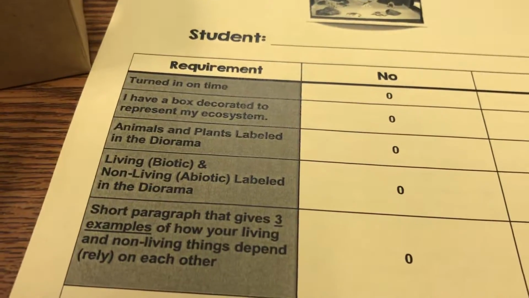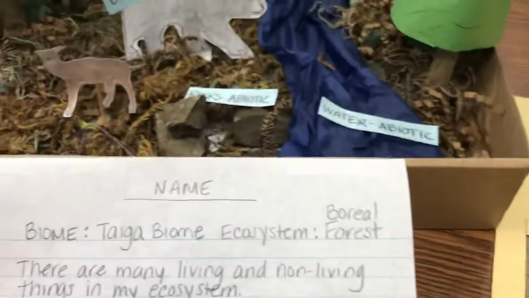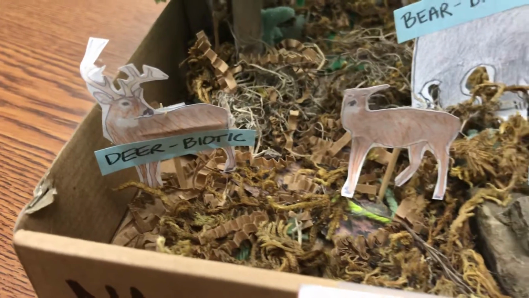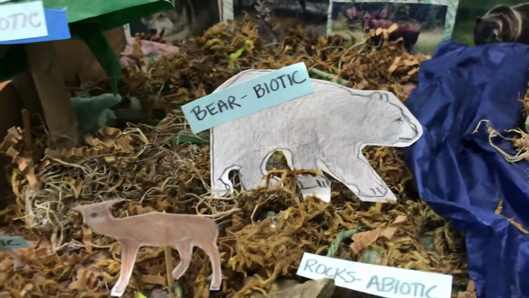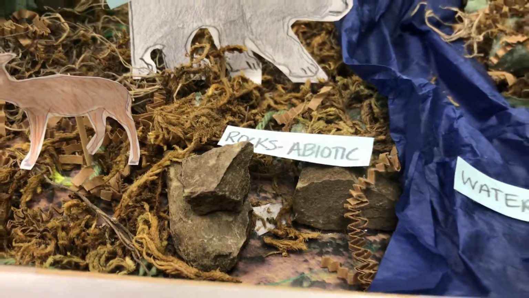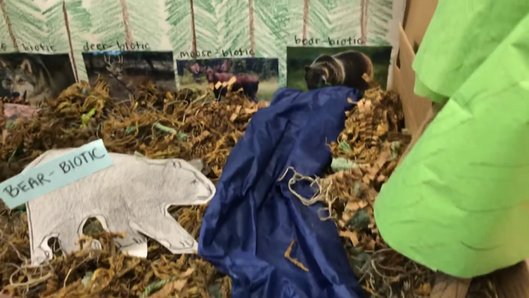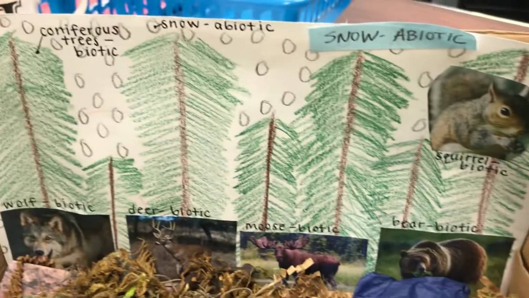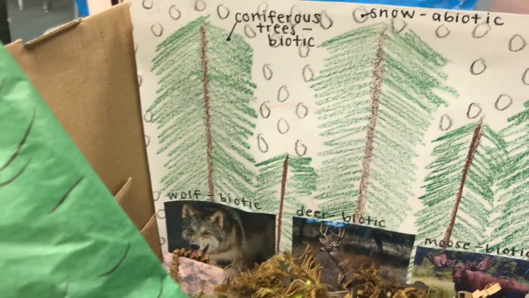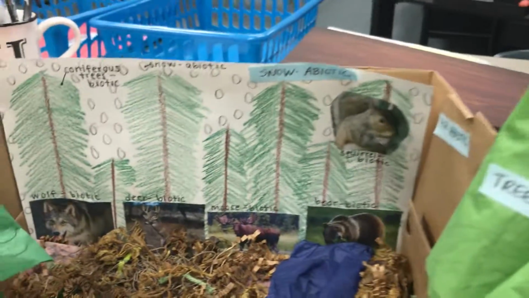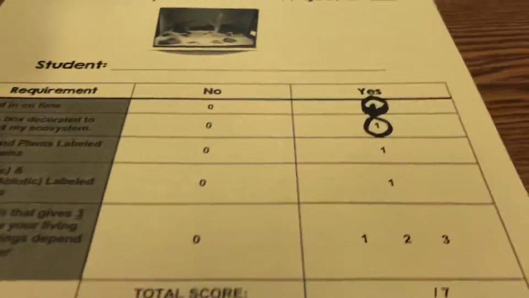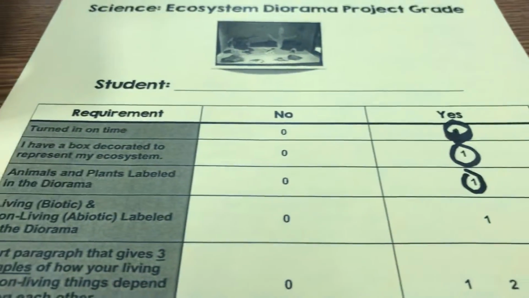Next are animals and plants labeled in the diorama. So you can see I have deer are biotic, which means living. I didn't need to label every deer. Bear, biotic. There's some rocks are abiotic, water, abiotic. Back here you can see we have snow and air is abiotic. And then some coniferous trees are biotic. And then I have my other trees labeled here as biotic as well, along with some of the animals in the background. So everything is labeled as necessary, and so I earn my point for that.